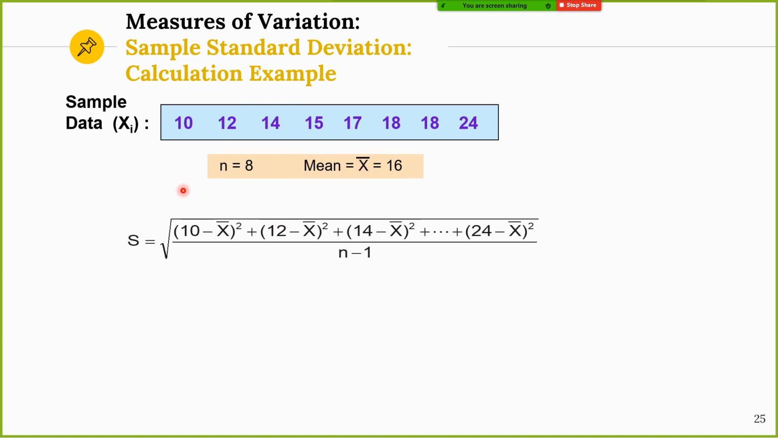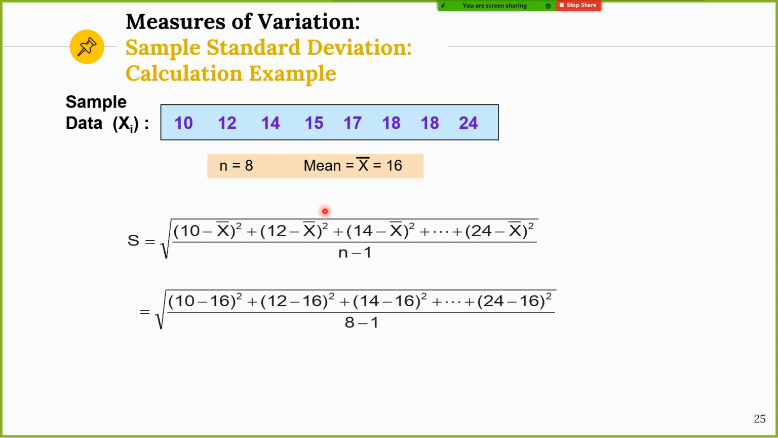So we will start to calculate. We have this formula here. This is the formula of standard deviation: square root of 10 minus the mean, squared, plus 12 minus the mean, squared, and so on. So we will have this.